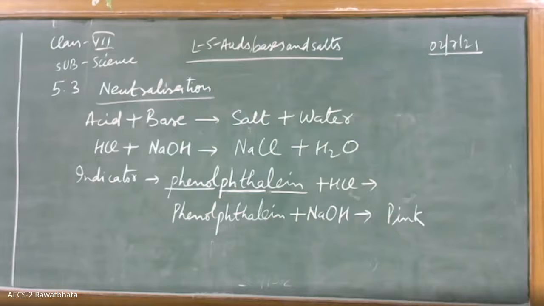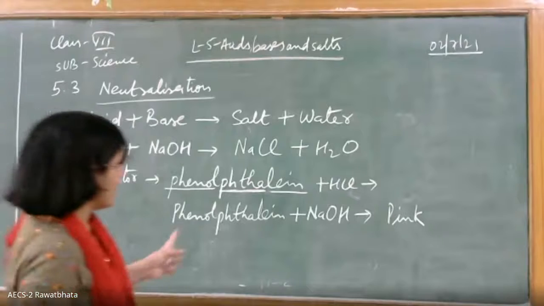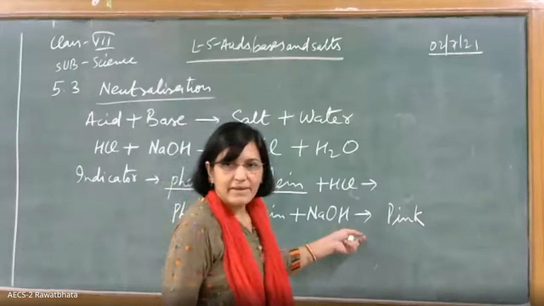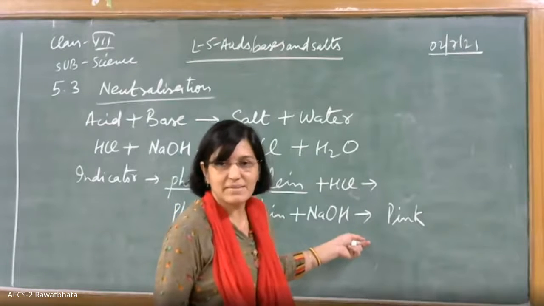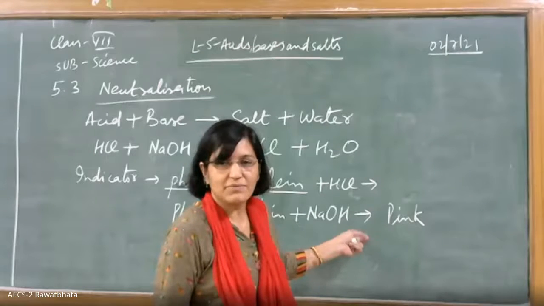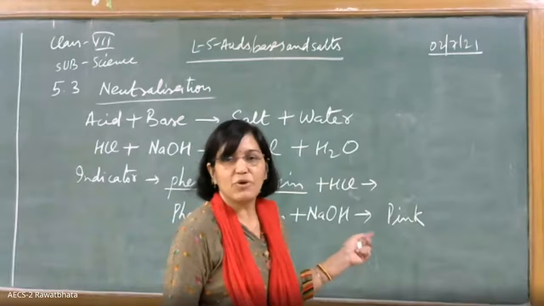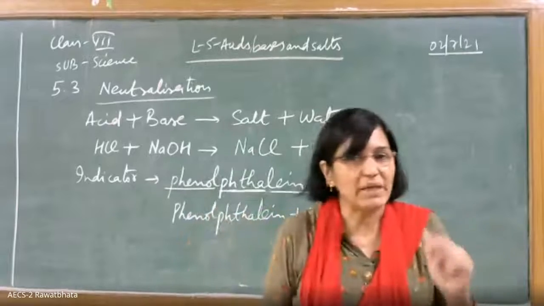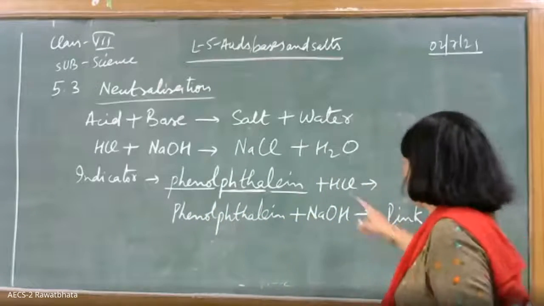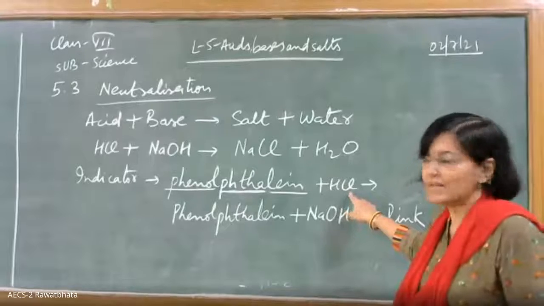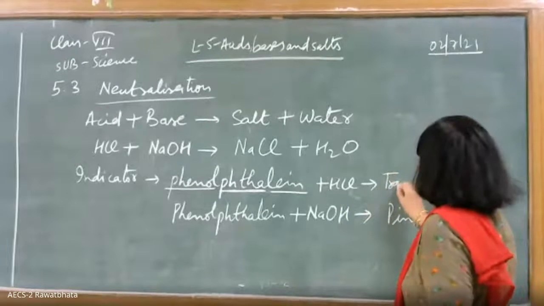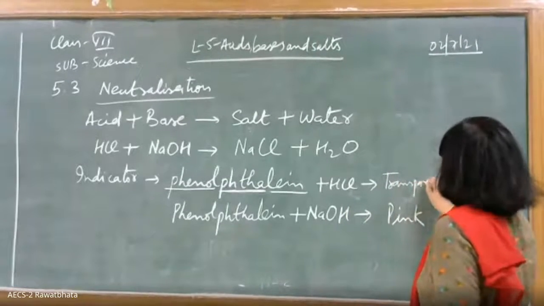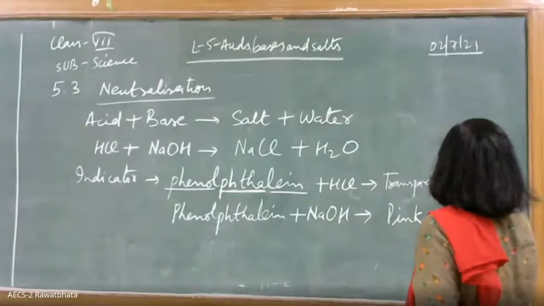Cover these bottles of acid and base and I'll write down. So, once I added base, phenolphthalein, and phenolphthalein imparts which color? Pink color. The moment it is exposed to acid, it becomes, either you will write down transparent or colorless.